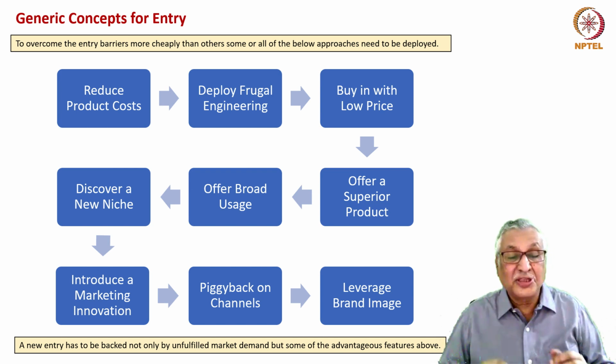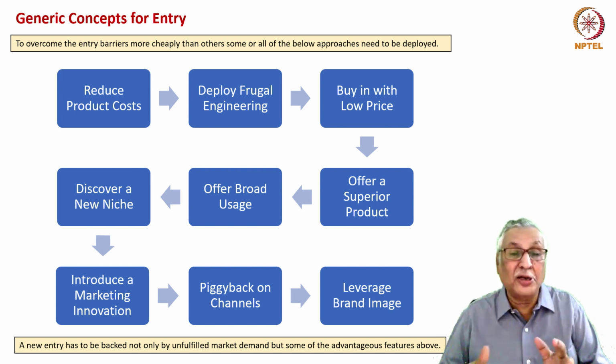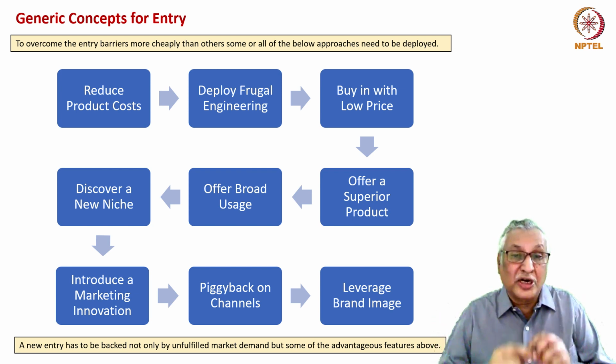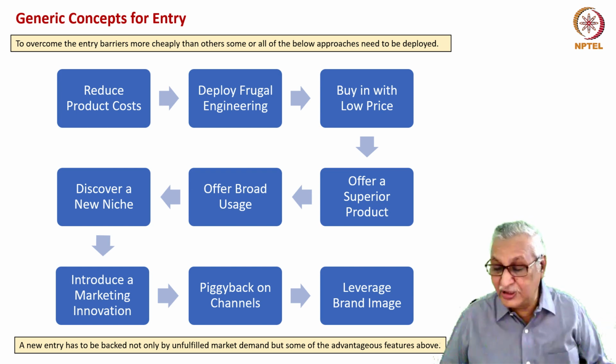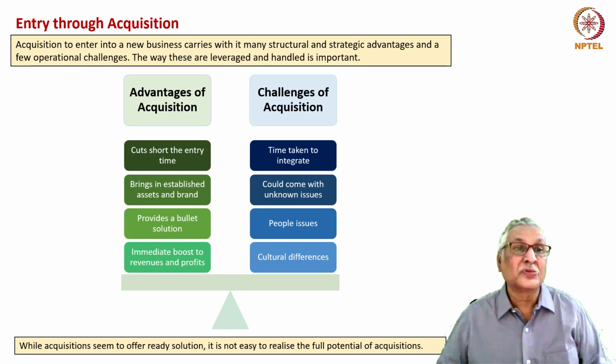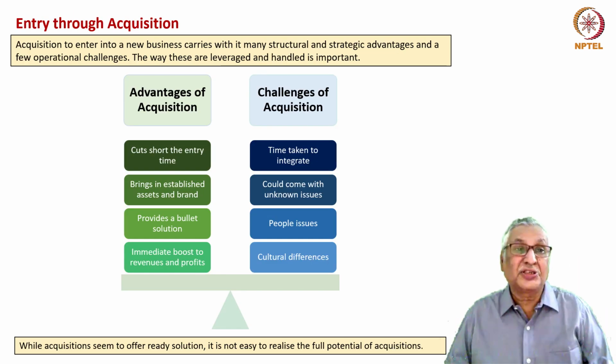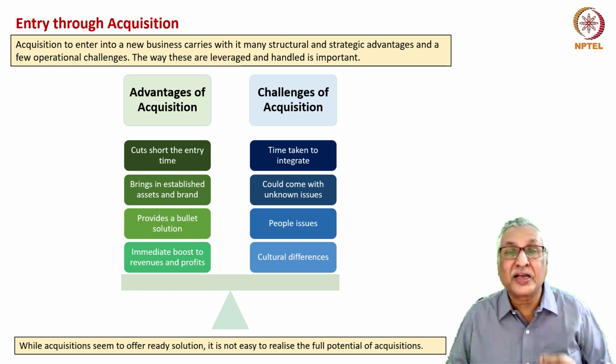A new entry has to be therefore backed by not only singular functional activities or singular value chain foundations, but it also has to be backed by strategic foresight and knitting together of a strategic management framework for the entire industrial foray. Now we can use acquisition, as I said, to accelerate our entry into a new business. Acquisition to enter into a new business carries with it many structural and strategic advantages and a few operational challenges. The way these are leveraged and handled is very important.